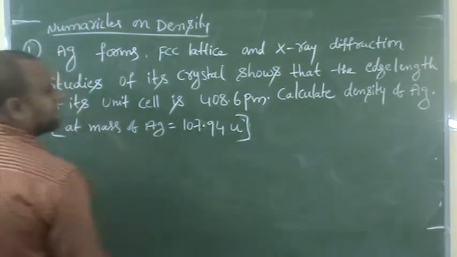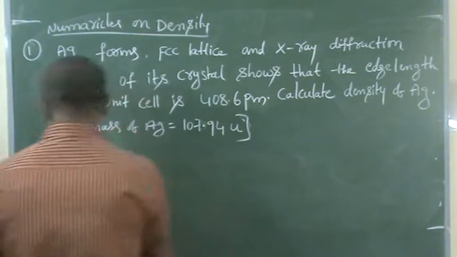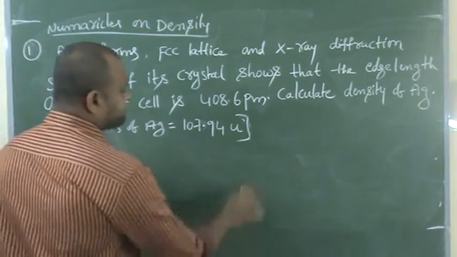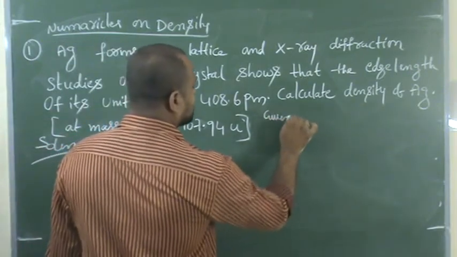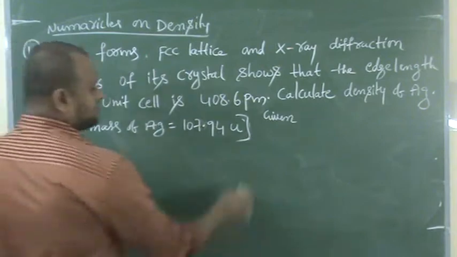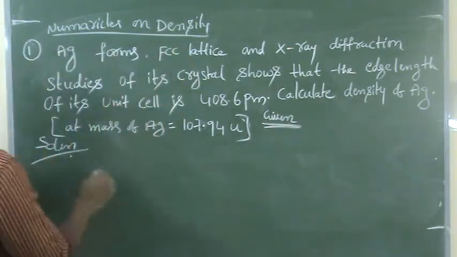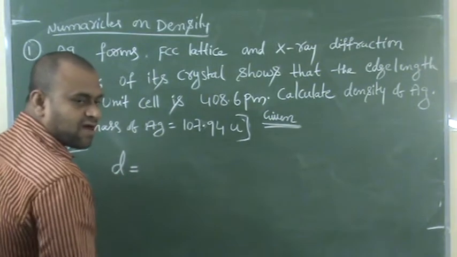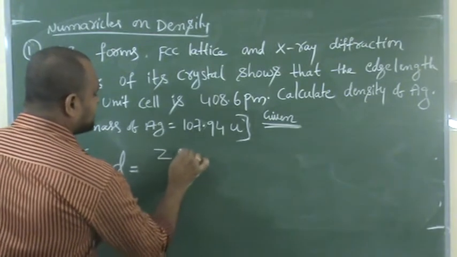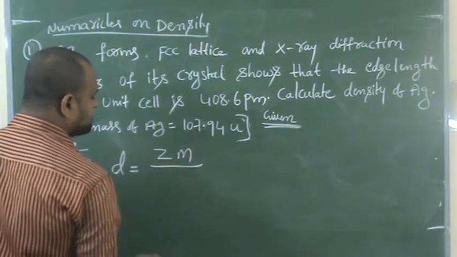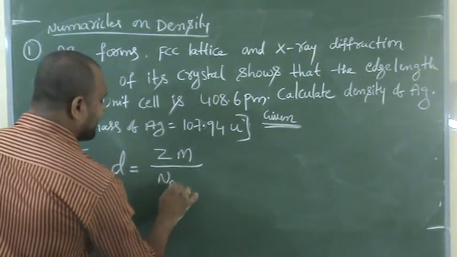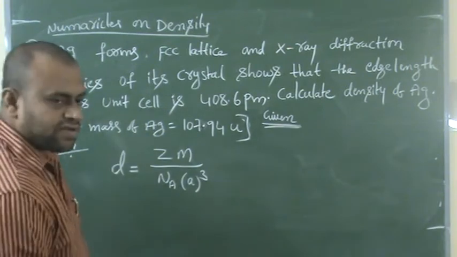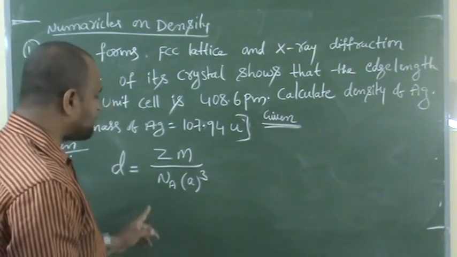First of all, let's write one by one what they have given. Solution. What we have to find is density. Write the formula here. Density is equal to density of unit cell. The formula we have is Z M by Na into a cube. Yes, we have this formula.